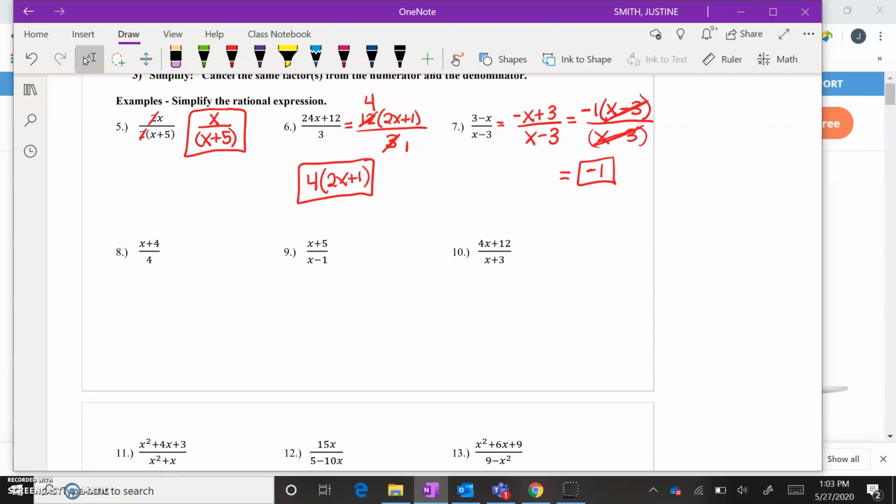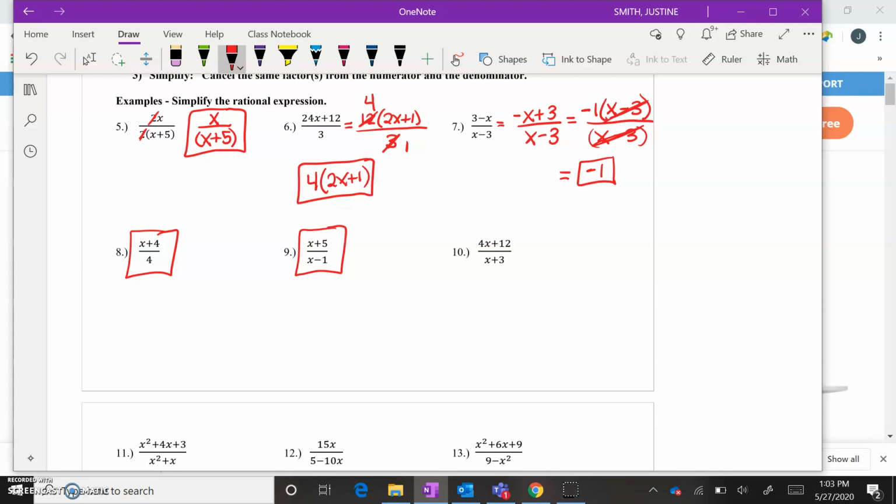All right, number 8, hopefully we don't cancel out the 4's, right? Don't do that, because x plus 4 is connected. So we actually can't simplify this anymore. This is our answer. Same thing with number 9. X minus 1 is a binomial, so we cannot do anything with that. That is also our answer.